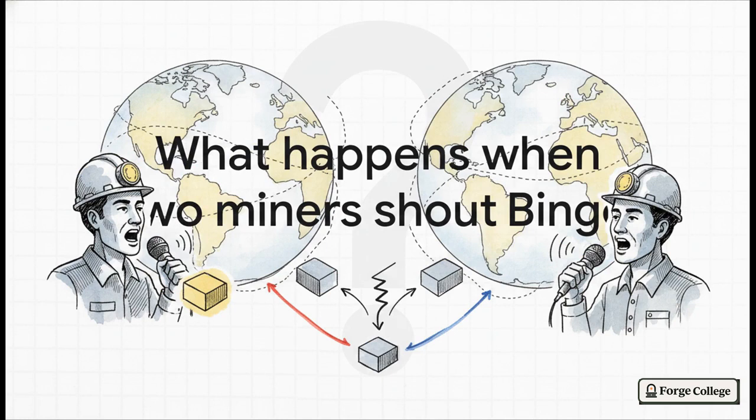What happens when two miners on completely opposite sides of the planet shout bingo at the exact same time? Because network latency is a real thing and the globe is huge, it takes time for information to travel, right? So sometimes two perfectly valid blocks are broadcast simultaneously, which creates a temporary split, or fork, in the chain.